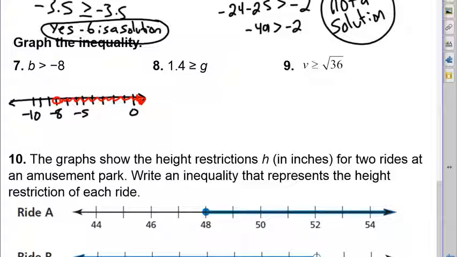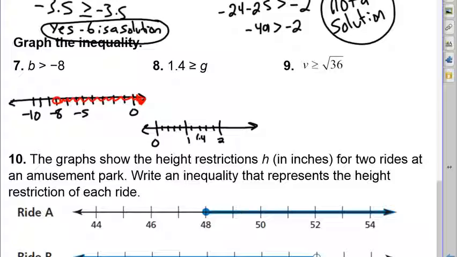Problem number 8. 1.4 is greater than or equal to g. Again, I'll start with my number line. This time I'm going to put 0 on the left because I'm looking at the positive side. And I'm going to go by 2/10 per tick mark. So if I go 1, 2, 3, 4, 5, that's going to be 1. That's going to be 2. And that should be enough. 1.4, I need to label it. Since my tick marks are 2/10 each, 1.4 will be this one.